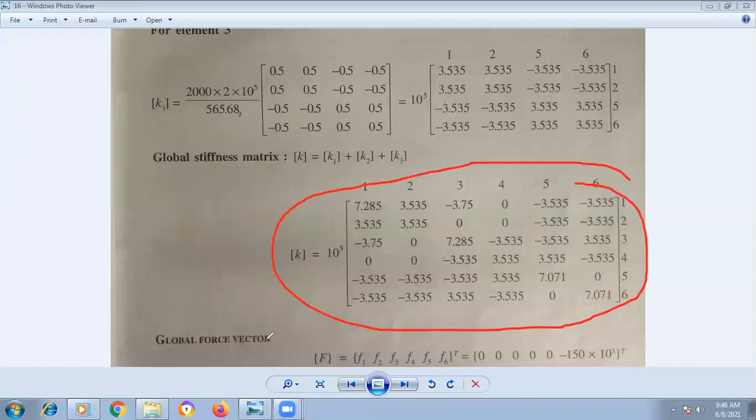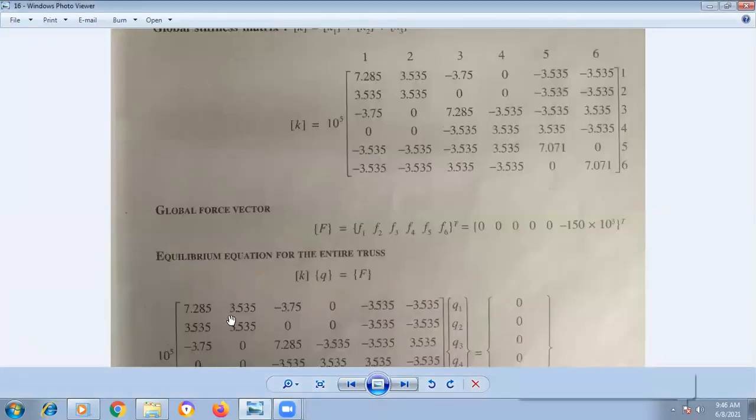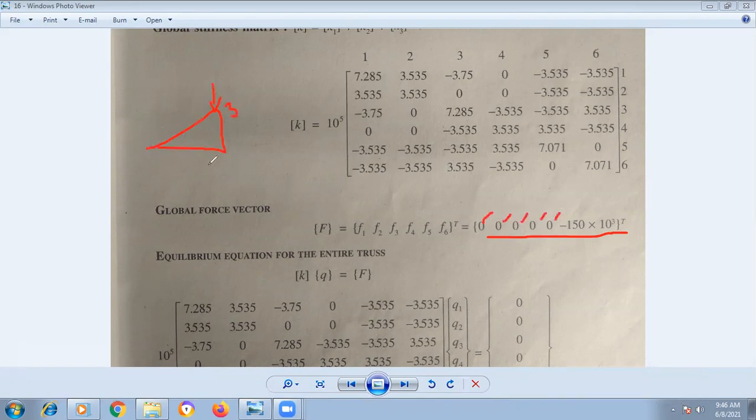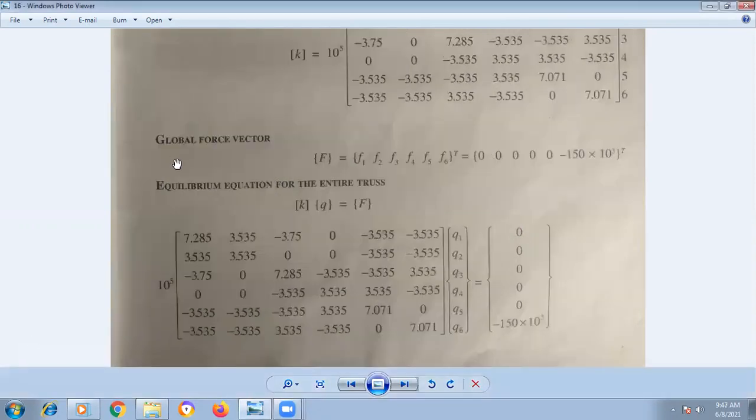Now once the K matrix is written, the Q vector you know, displacements Q1, Q2, Q3, Q4, Q5, Q6. Now coming to the force vector, it is present only at node 3 in the vertical direction. Therefore, F1, F2, F3, F4, F5 are zeros. Node 3 is having only a vertical downward force. Therefore, minus 150 kilonewton, right? So it's a column vector. We have written it as a row vector. Keep it as the displacement vector, right? Now, K into Q equal to F, you write it here.